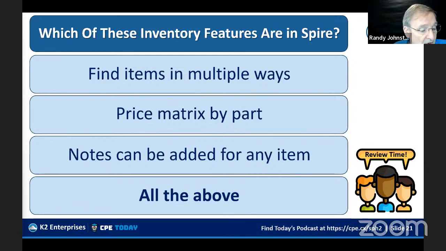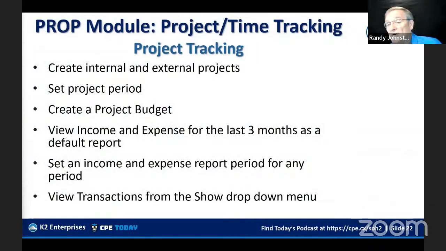Well, time is moving on us. We only have a few minutes left together, but there's a couple of other areas that I'd like to make you aware of the capabilities inside Spire. One of the differences between entry-level accounting software and the prop version or ERP versions is the ability to do project tracking. Now, we'll look at that first, but project tracking allows us to create both internal and external projects.